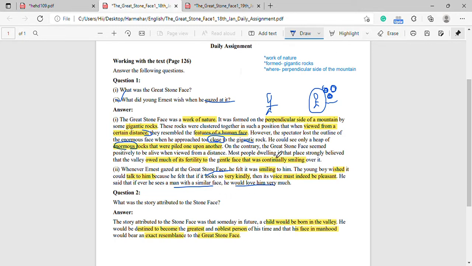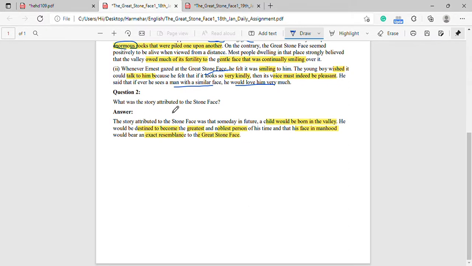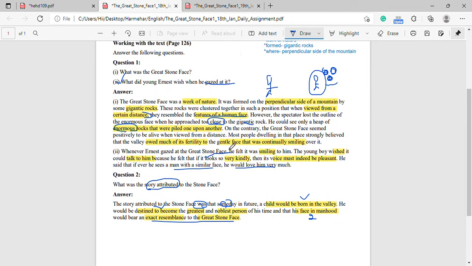What was the story attributed to the stone face, or what was the prophecy related to the stone face? The prophecy was that someday in the future a child will be born in the valley. He will be destined to become two things. Firstly, the greatest and noblest person. Secondly, that his face would bear the exact same resemblance to the Great Stone Face.